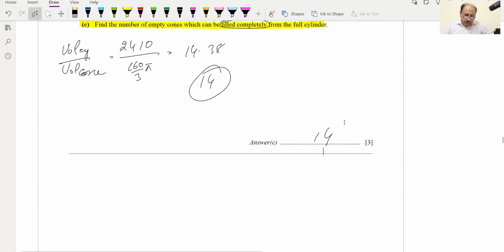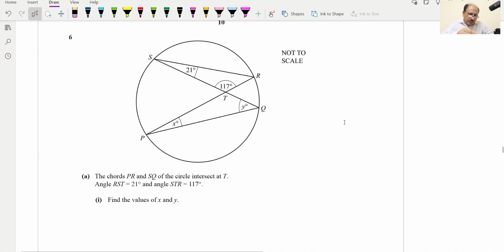Hopefully you understood this. Next question is question number 6. We can see this is not to scale. Apart, the chords PR and SQ. PR is this one, and SQ is this one. They intersect at T, angle RST is 21, and angle STR is 117. Find the value of x and y.